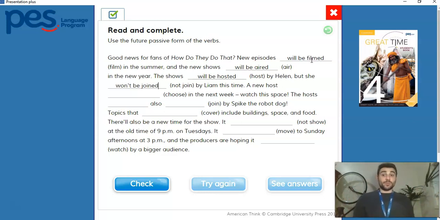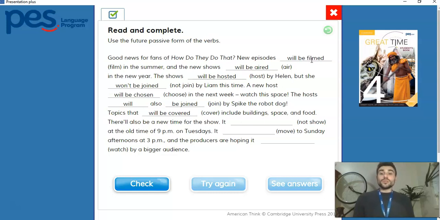by Liam this time. Okay, so remember, the negative in the future we need to connect with the will verb. Okay, then a new host will be chosen in the next week. Watch this space. The hosts will also be joined, right, by Spike the robot dog. Wow, a robot dog in a TV show. What's that? Then, topics that will be covered include buildings, space, and food.